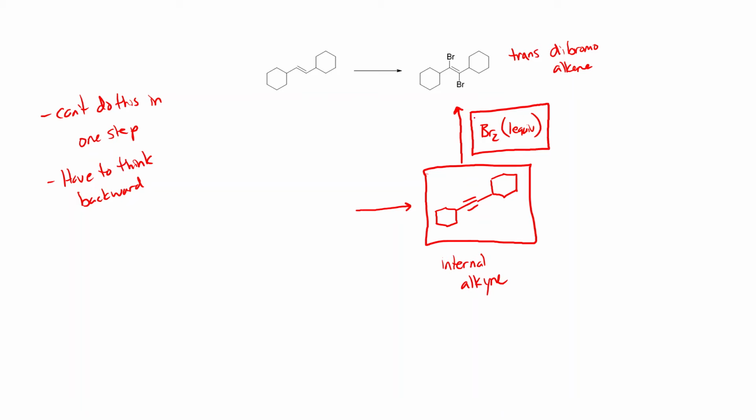So in this case, we can compare our structure here to our structure at the beginning. We notice we're not adding any carbons, right? This one has 14 carbons and our product has 14 carbons. And so we don't need to add new carbons in. So in this case, it probably makes sense to do an elimination.